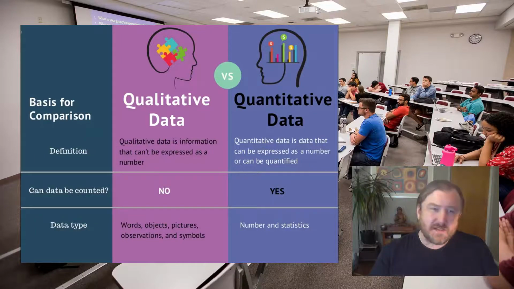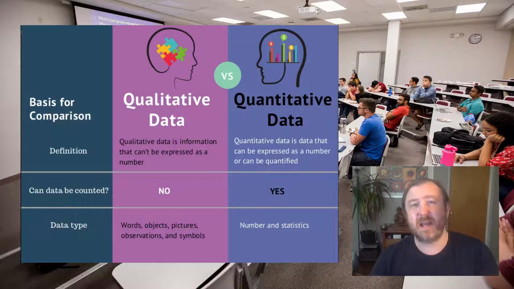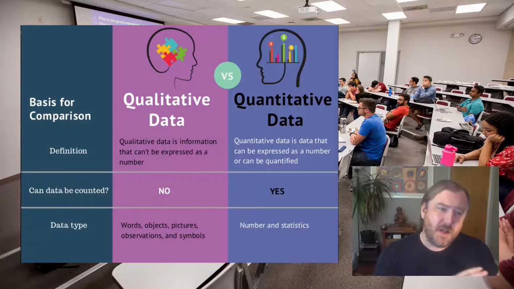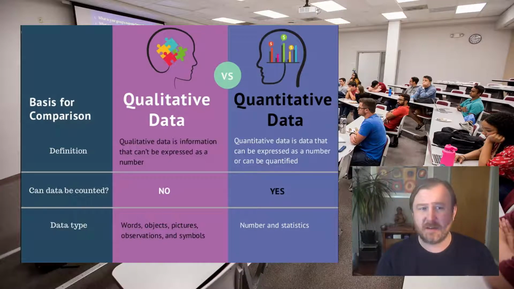A key way to distinguish this is, if you can do math on it, then it's going to be a quantitative variable. If it's just a number assigned to some kind of abstract category or word or picture or symbol, this is going to be qualitative data.